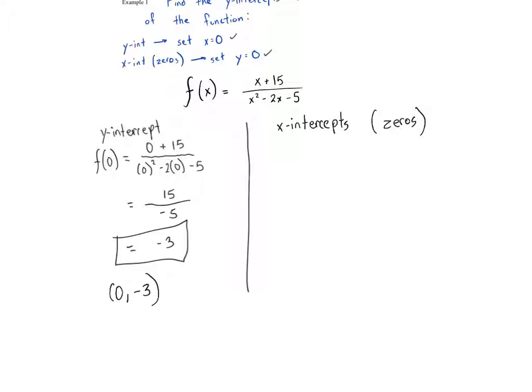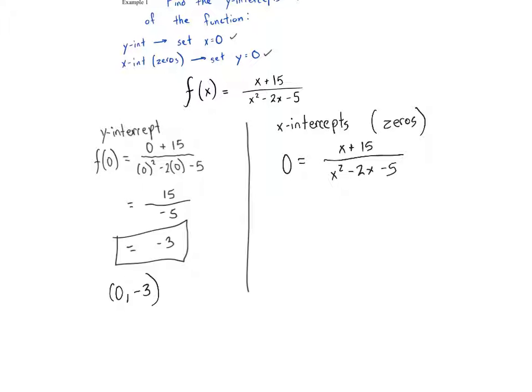What do we set equal to 0? Y. So the output, f of x, where f of x equals 0. So set this equal to 0: 0 equals (x plus 15) over (x squared minus 2x minus 5). So here we are. What x's get us an output of 0 is the question. What x's plug in here and get us 0?